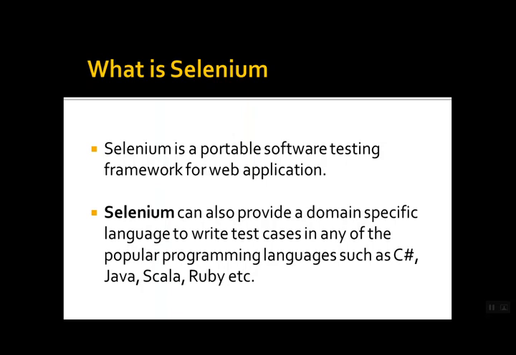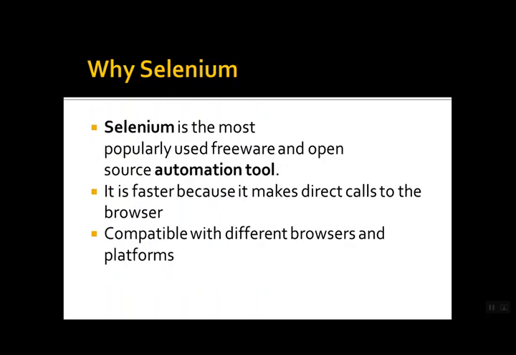What is Selenium? Selenium is a portable software testing framework and it is a tool for testing web apps. We can also use Selenium with different programming languages such as C#, Java and Ruby. In this tutorial, we are going to learn how to write the test cases on Selenium with Java as the programming language.